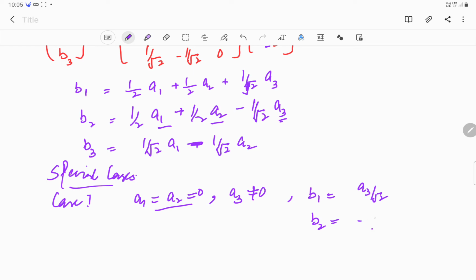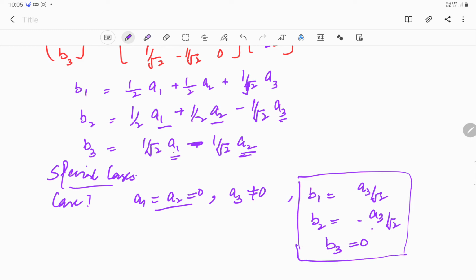Would be minus A3 over root 2. And our B3, which is 1 over root 2 A1, minus 1 over root 2 A2. Since A1, A2 are 0, that means B3 is 0. So these are the three values that we get. What does it mean? Let's try to understand it.